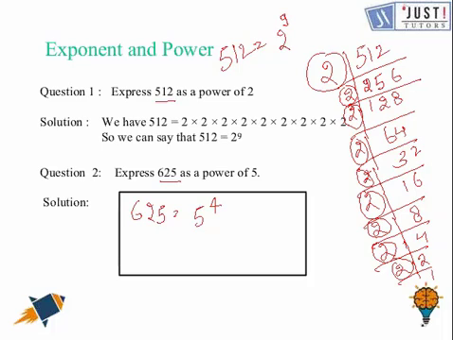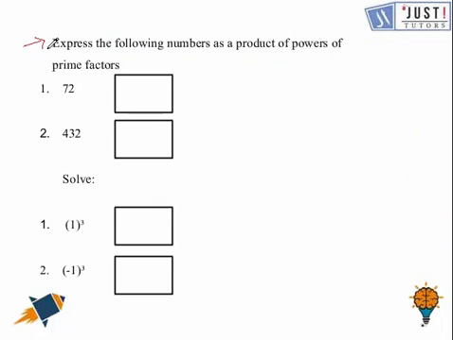Now we move ahead and we are trying some more questions. Here are the questions for you. To try these questions, you can pause the video. So basically in this question, you need to express the given number as a product of prime factors. So for that, you can do it like this, 72, and you can use the LCM method.